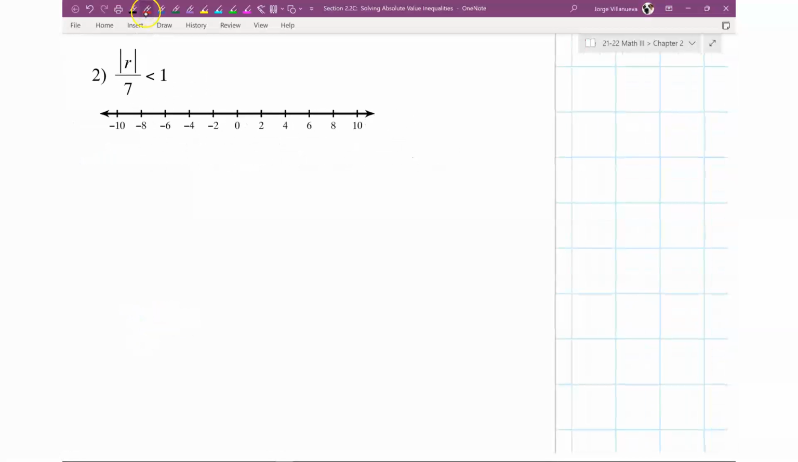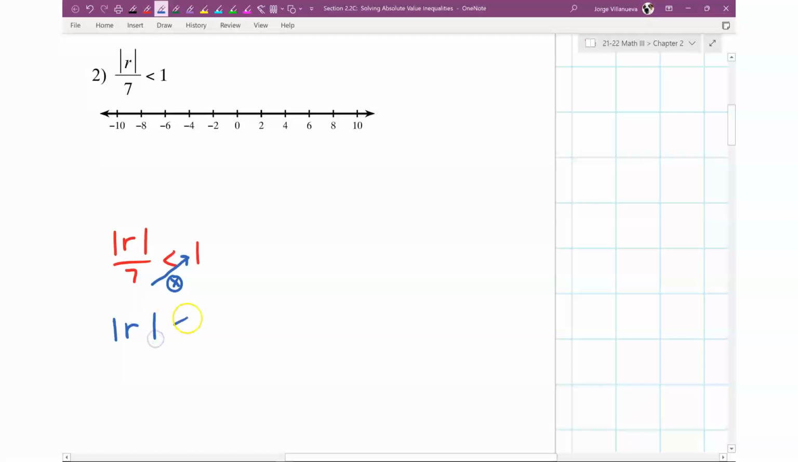All right, so the absolute value of r over 7 is less than 1. Now to get the absolute value of r by itself, I'm going to have to multiply both sides by 7. So I get absolute value of r is less than 7. So now I have my absolute value all by itself.